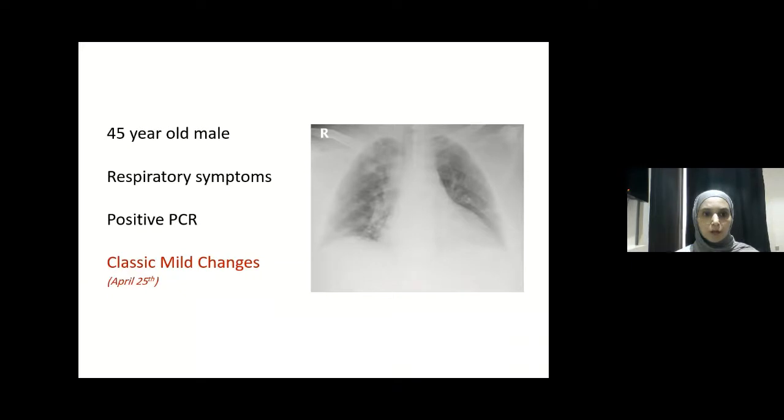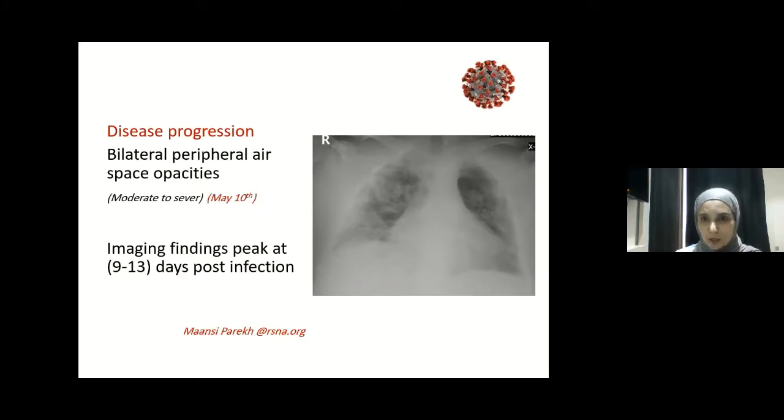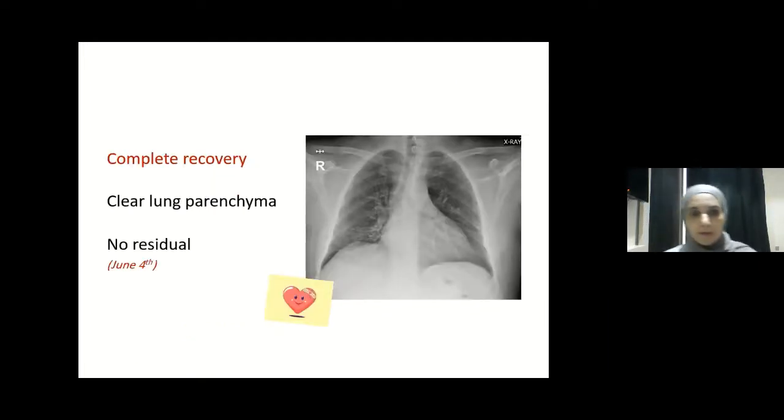This is a 45-year-old male presented with respiratory symptoms, tested positive for COVID, and we can see classic mild changes. This is what we call a peripheral subpleural airspace disease, minor atelectasis on the left lung with small nodularities at the center of the lung. Follow-up chest X-ray 10 days later shows disease progression with involvement of the upper lobe and extension of the abnormality in the upper lobe. This is a follow-up with a negative swab showing a complete recovery with no residual.